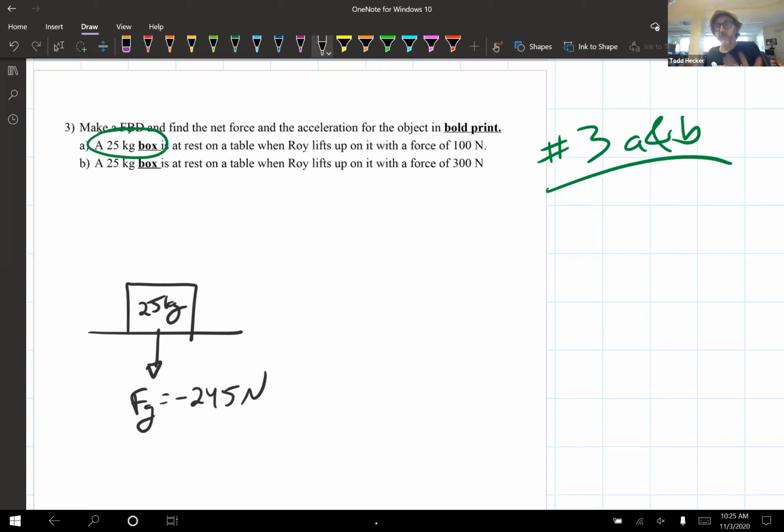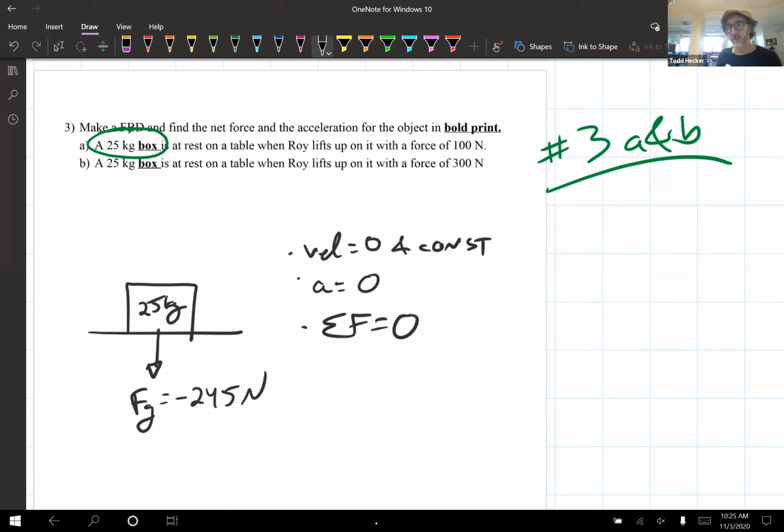Now, if the box is just sitting there, then what I know is my velocity is 0 and constant. That means my acceleration is 0. That means my net force is 0. So indirectly, what I really just did there is I used this equation to find my net force. Because I knew the acceleration was 0, so I know the net force is 0.